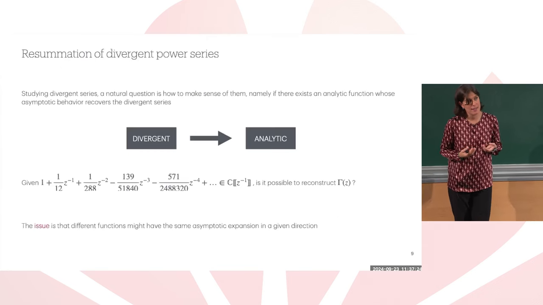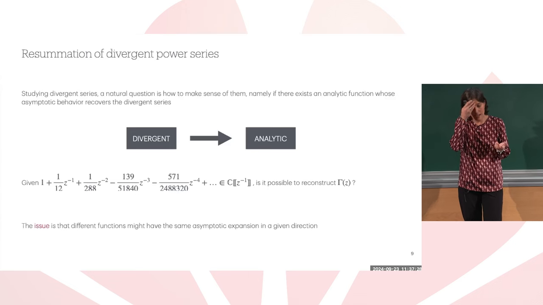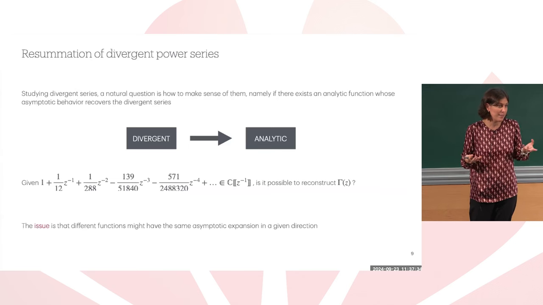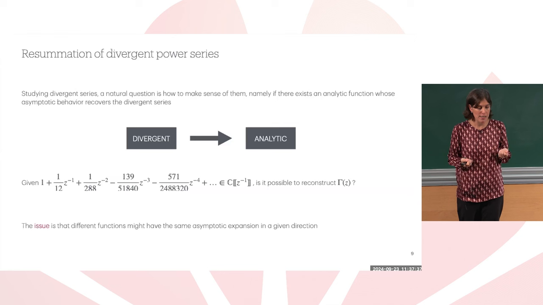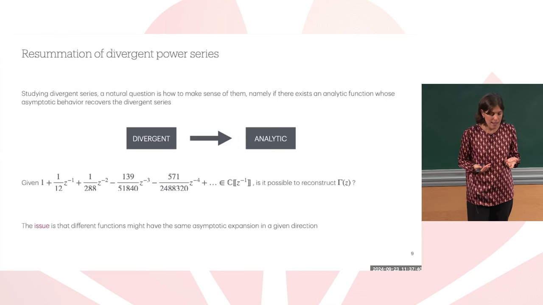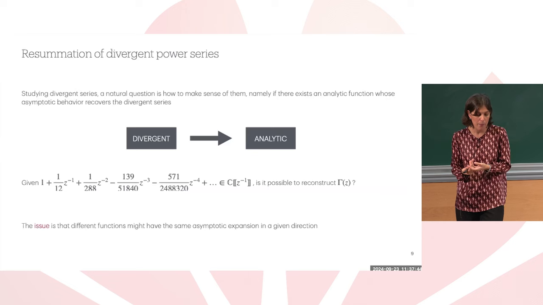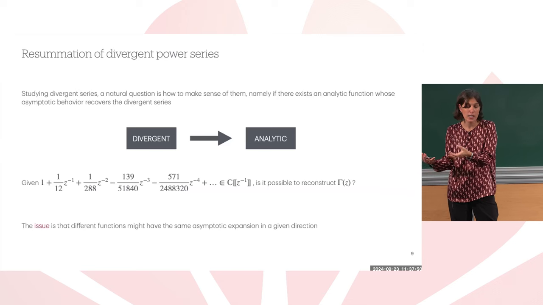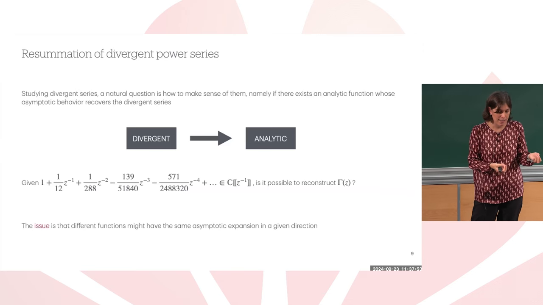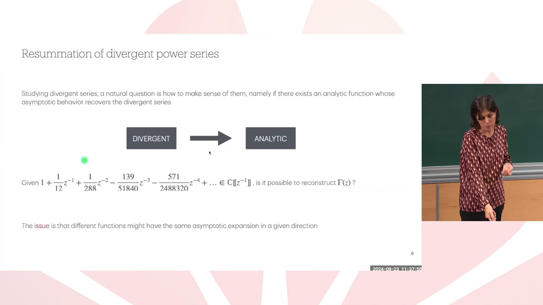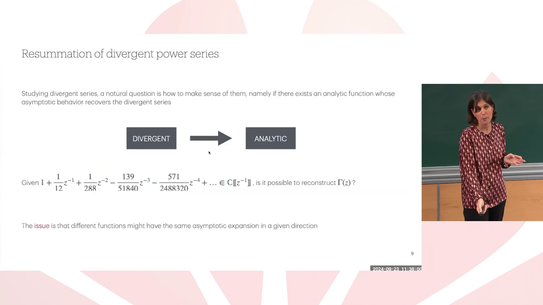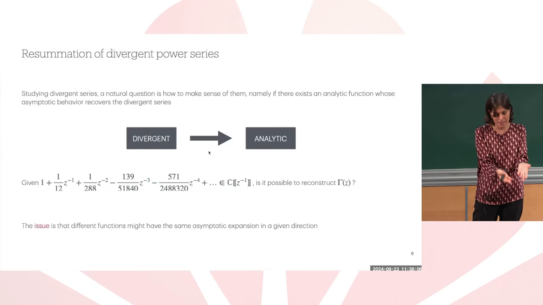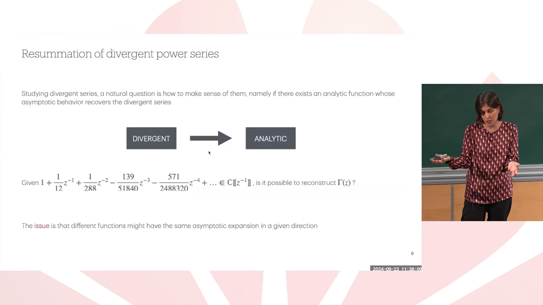And so how can we make sense of this function? We start with something that was analytic. We look at this asymptotic expansion. We find something divergent that doesn't really make sense. And the point is, can we make sense of the divergent series in a certain way? By making sense of them, I mean: if I start with the divergent series, can I find an analytic function, a well-behaved function, which is somehow related to the divergent series I started with? So for instance, if I give you just the asymptotic expansion of the gamma function without telling you that the underlying function was the gamma, is it possible by studying this series to recover the gamma function?